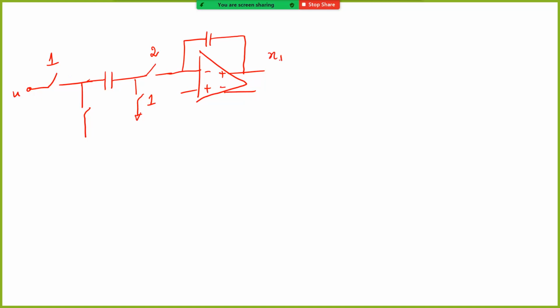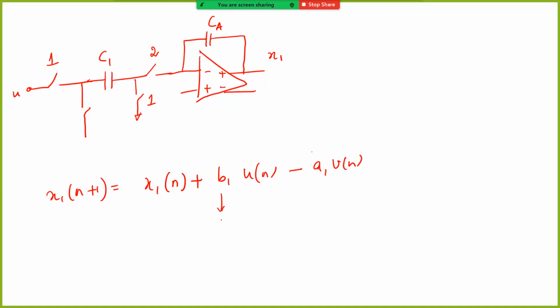So x1 of n plus 1 was given as x1 of n plus b1 times u of n. Now, let's call this c1, and say Ca times u of n minus a1 times v of n. Now, how is this b1 implemented? It is basically c1 by Ca, correct? So that is going to give you this coefficient b1. Now, what are we subtracting with? It is with the previous value of v.